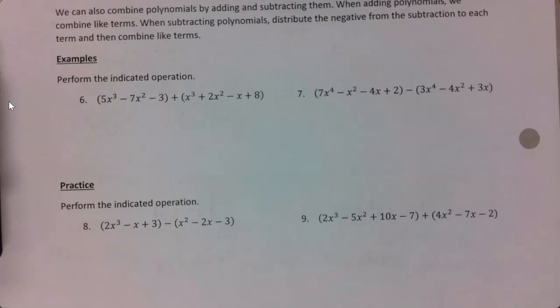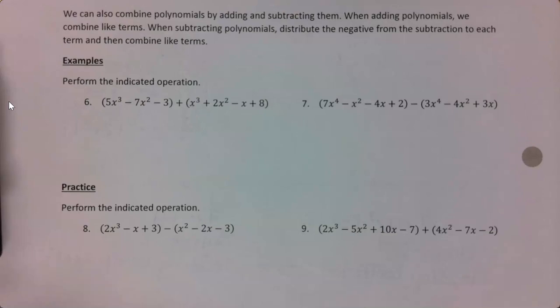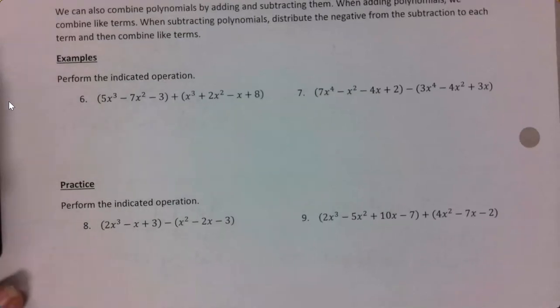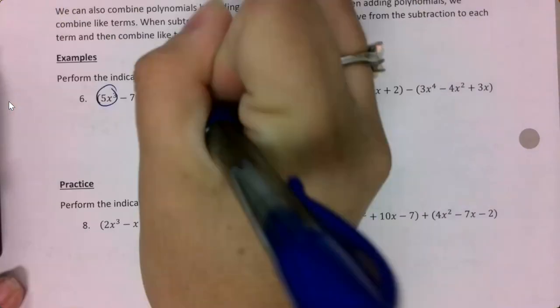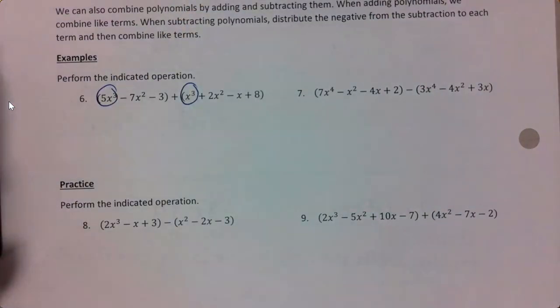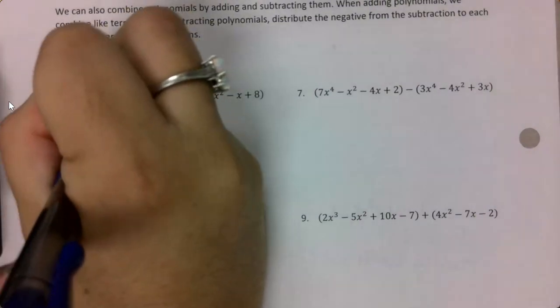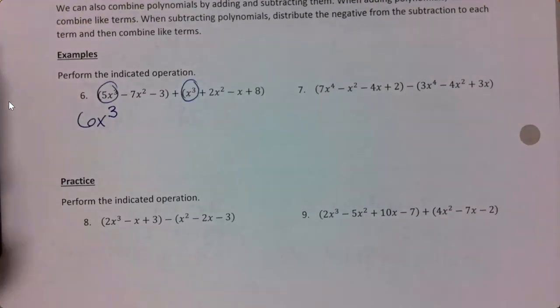Okay, so guys, the last thing I'm doing today is adding and subtracting polynomials. When I'm adding polynomials, it's literally just combining like terms. When I'm subtracting polynomials, I distribute a -1, and then I combine like terms. So if I take a look at number 6, I have 5x cubed, and I'm adding it to an x cubed. So 5 plus 1 is 6. Remember, when I'm adding polynomials, I just add the numbers out front. The exponents stay the same.